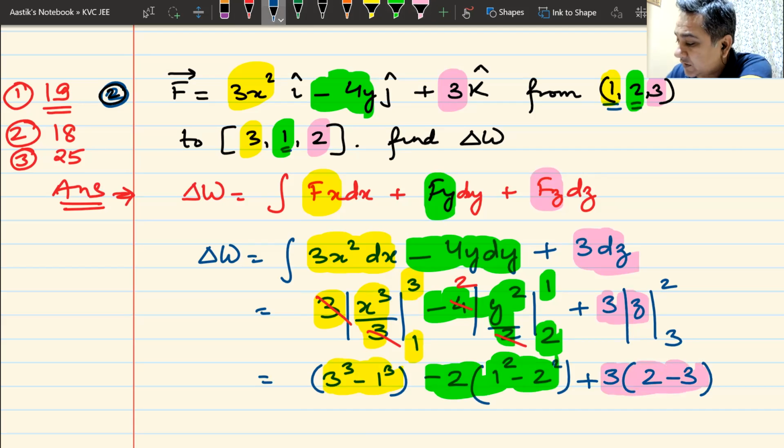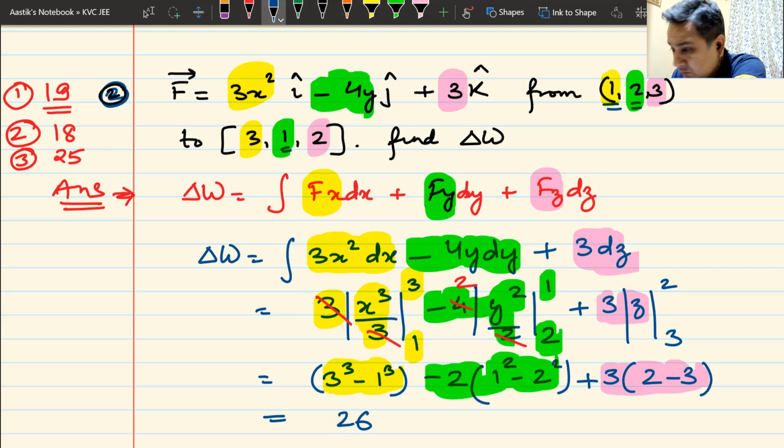I will not go any further. I hope you can solve this. Get me the answer from here. What is the answer that you got? What is the answer? No one got the answer? This is, I think, 26.